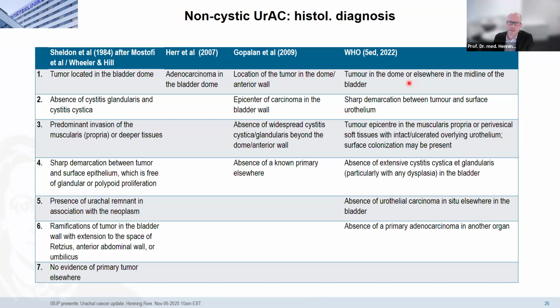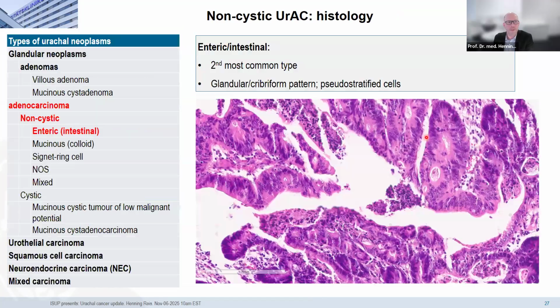So as we know, cystitis cystica or glandularis is not really predisposing. This is a discussion in primary bladder adenocarcinoma, but especially not for urachal cancer. And the mandatory urachal remnant has also been dropped.